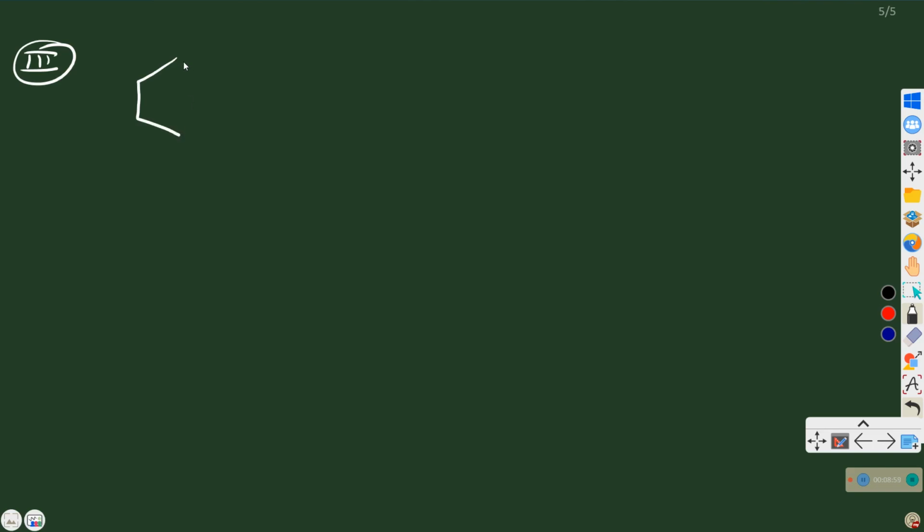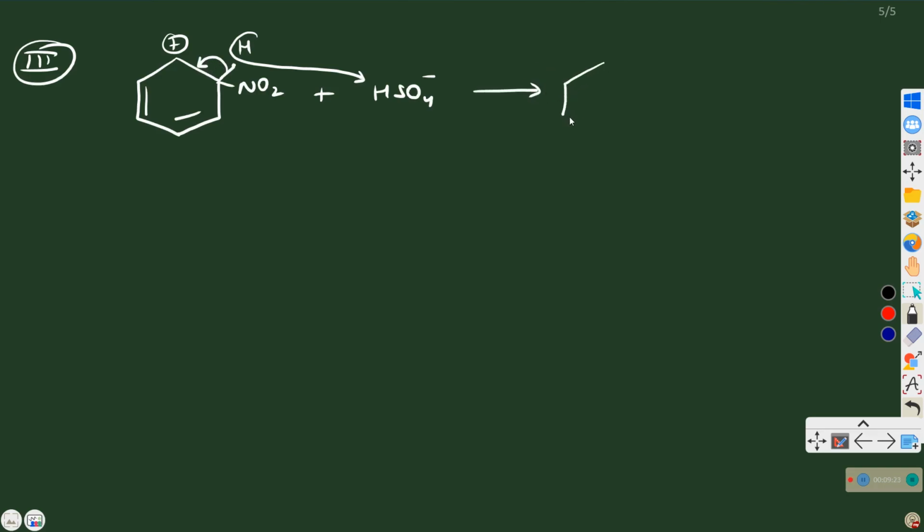In the next step, the base which was produced in the first step, which is HSO4 minus, is pulling out one proton from the benzene ring, and this shared pair is used again in the formation of a pi bond. Hence you are getting the substituted product as nitrobenzene.